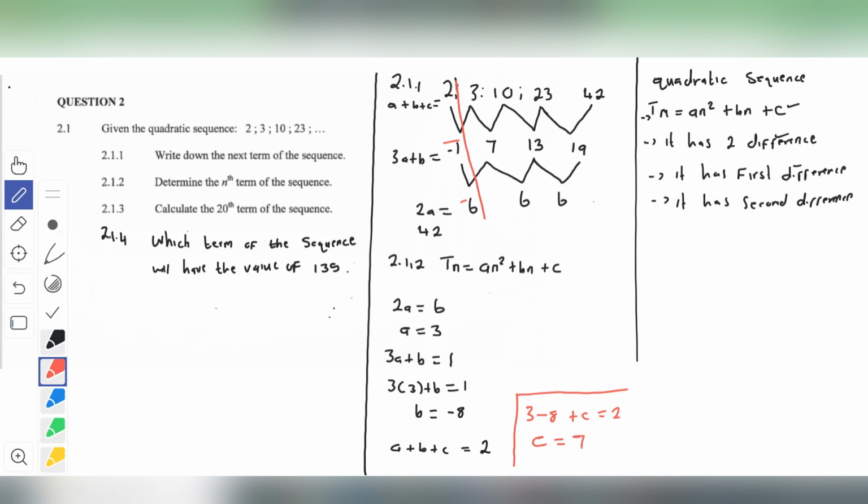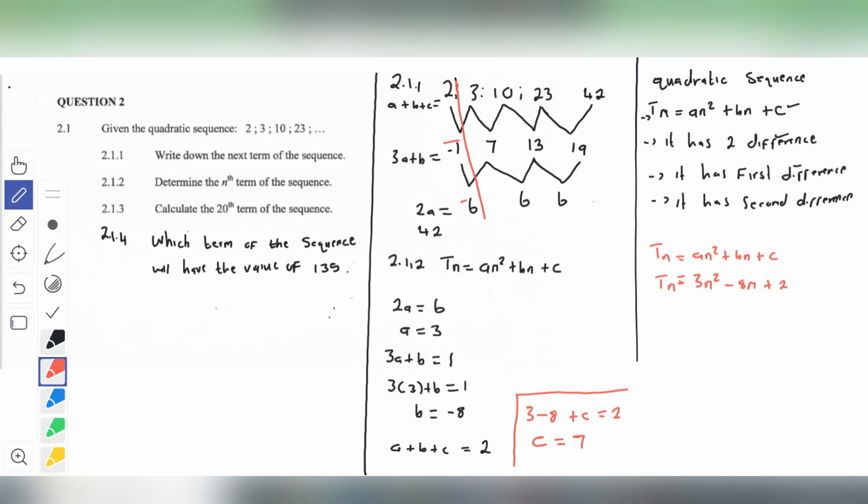So after writing all these values, we can now write the general term, which is an squared plus bn plus c. So where we see a, we're going to replace it with the values that we got. And for b, we can see that it's negative 8 and for c it's plus 7, right? So now we have determined the nth term, or the general term. Now we are done with 2.1.2.